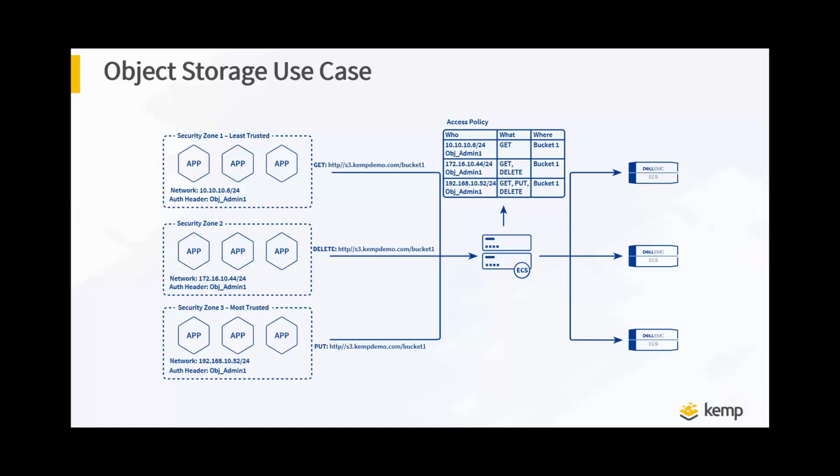As we can see in the small example of the access policy, the who, what, and where is defined. Security Zone 1 on 10.10.10.6 can only read from bucket 1, whereas Security Zone 2 can read and delete, and Security Zone 3 on 192.168.10.52 can read, delete, and write. So let's see the policy builder in action.